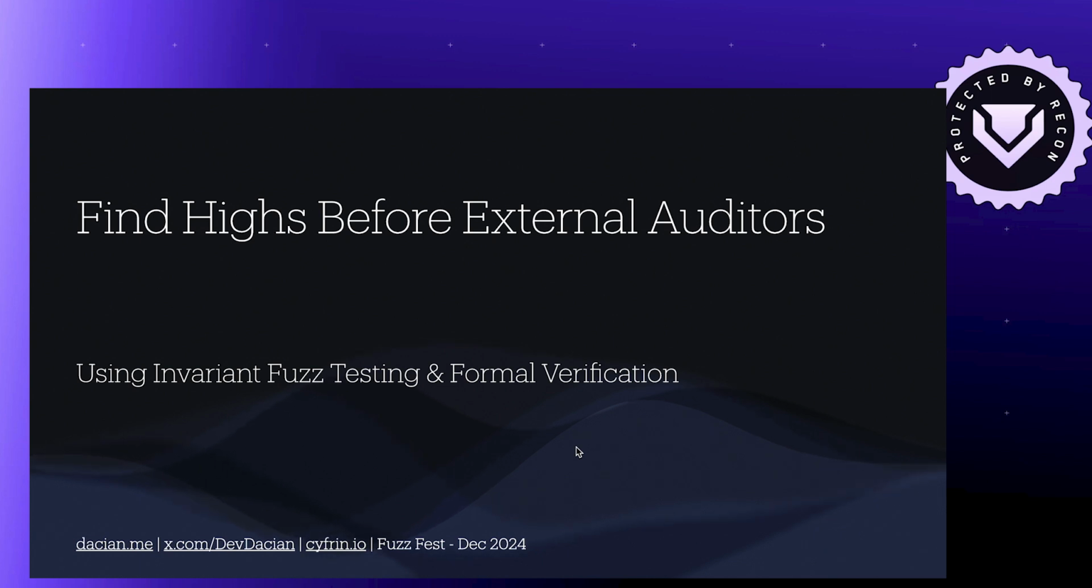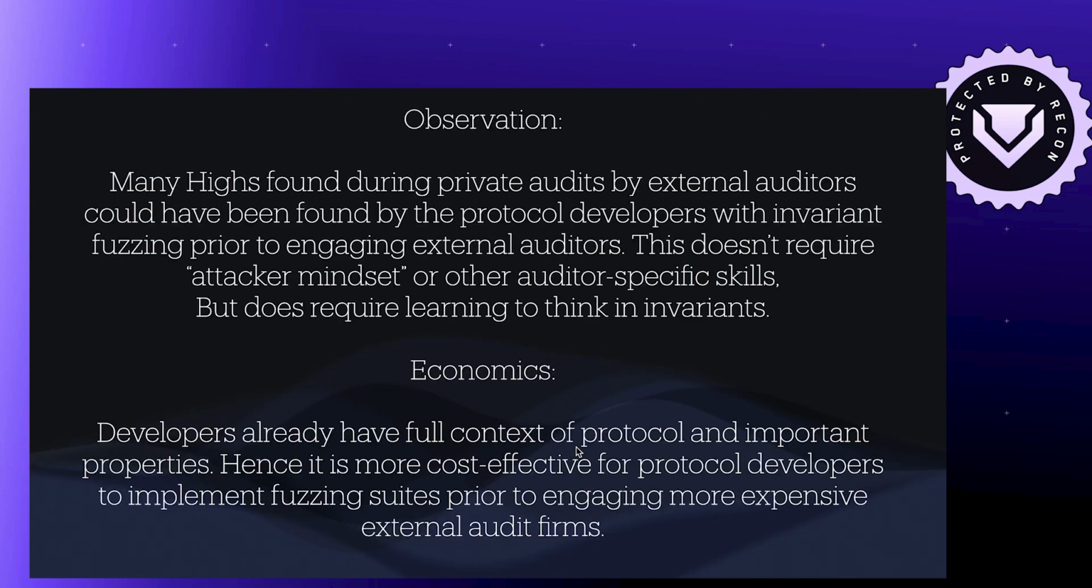So it's called Find Highs Before External Auditors using invariant fuzz testing and now formal verification. The whole point of this talk was that we have a lot of really good tools, but in the private audits that we get coming through, a lot of those tools are not being used. So it'd be great if we could get those tools closer to the developers so that they could use those tools. And by doing so, they could actually find a lot of issues before they make it to the external audit. This is one of the observations that I've had, that many of the findings that external auditors find could have actually been found by the protocol themselves using tools like invariant fuzz testing.